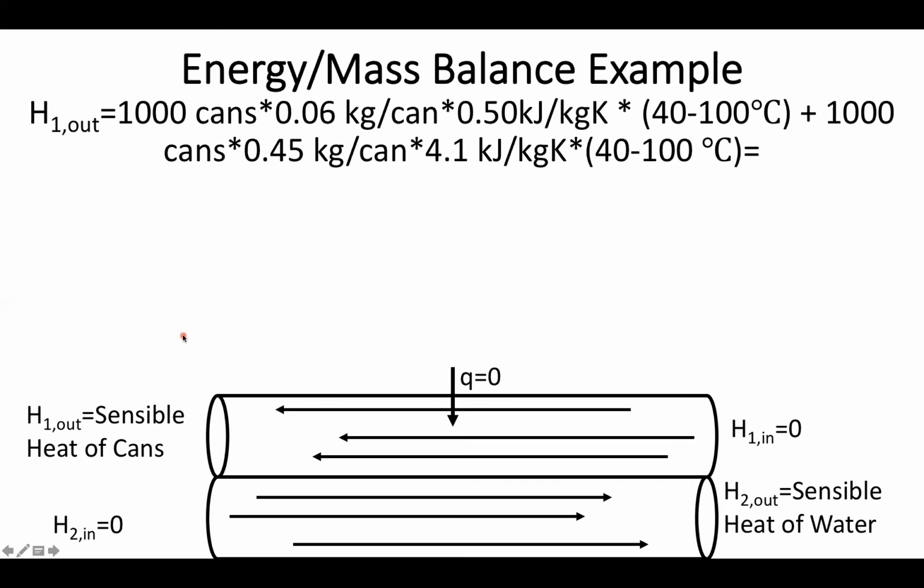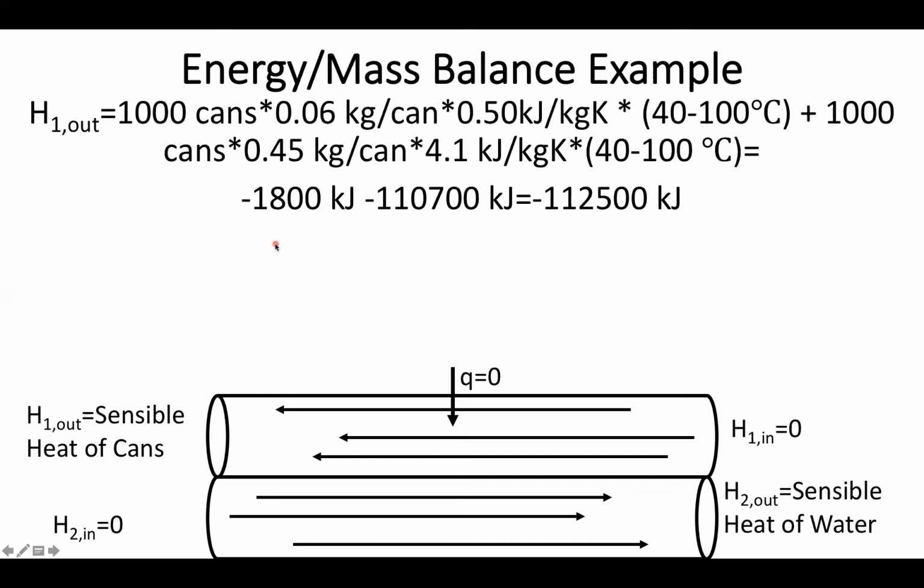So what we can do is break this into parts. I have the metal and I have the soup component. So let's go ahead and start with the metal component. I've got 1,000 cans, which contain 0.06 kilograms of metal per can at a heat capacity of 0.5 kilojoules per kilogram, and a decrease in temperature of 60 degrees Celsius. Similarly, the cans also contain about 0.45 kilograms of soup at a heat capacity of 4.1, and again, the same decrease in temperature.